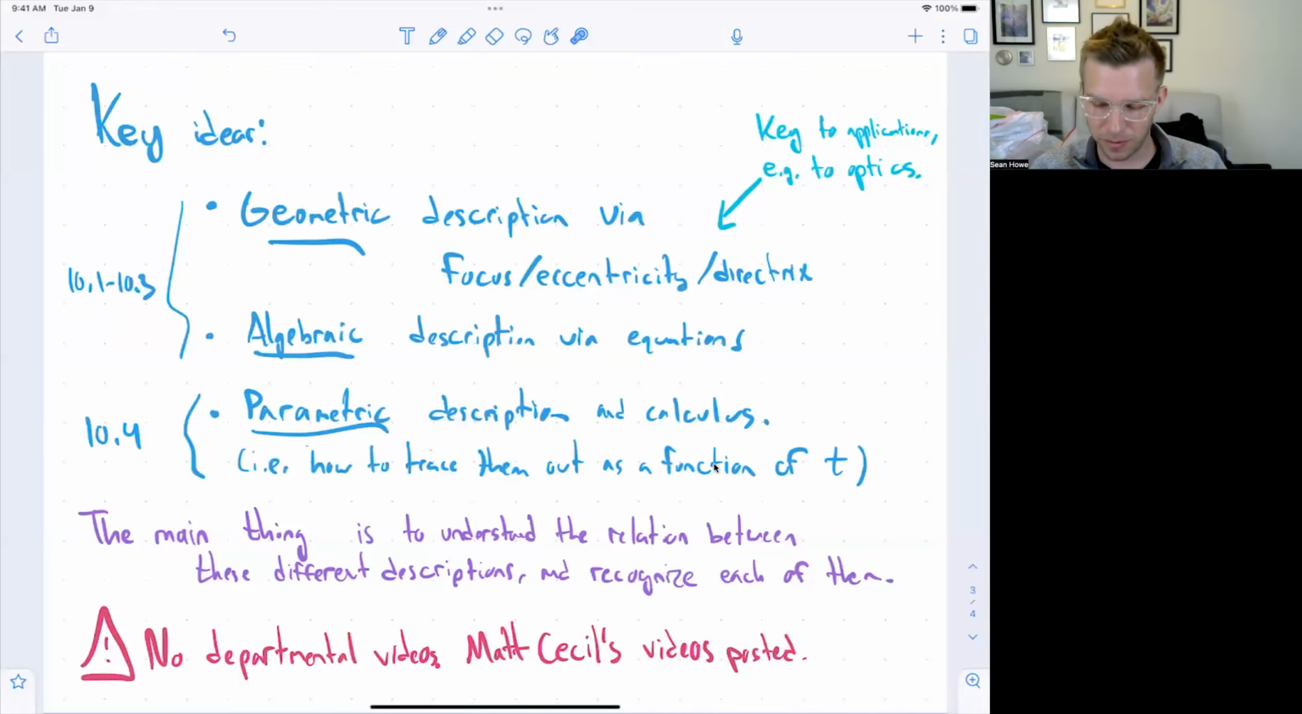You basically give a line, you give a point, and you describe a shape as the points that satisfy some property with respect to their distance from that point and their distance from that line.